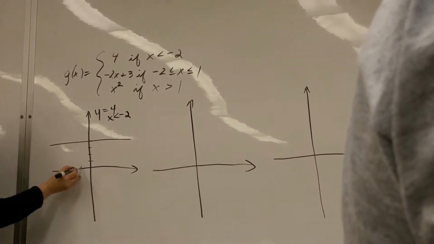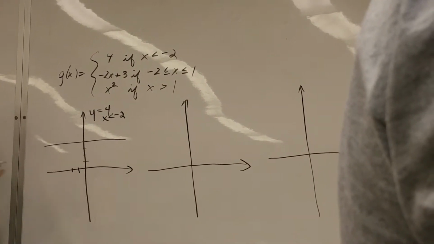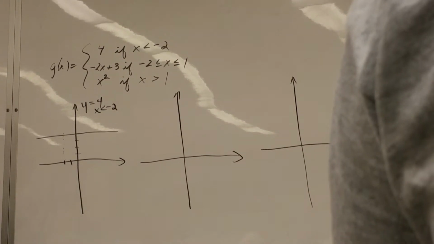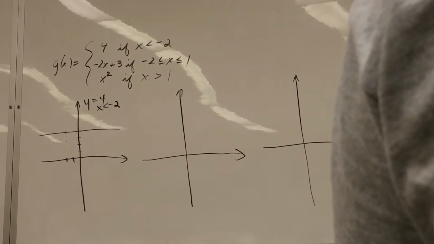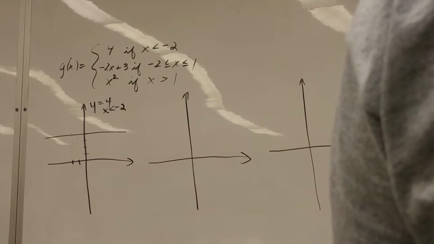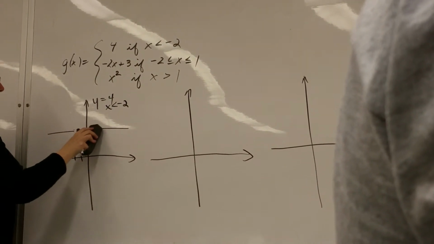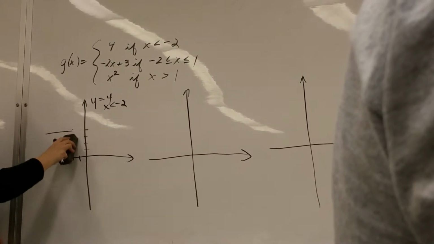So there is an x value of -2. Less than is which direction? The left. So I want to keep the piece to the left. Lose the rest of it.